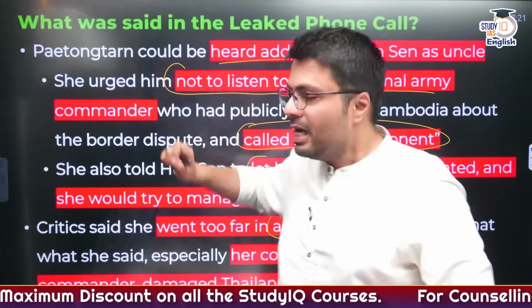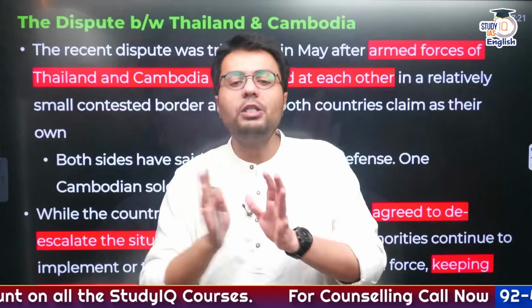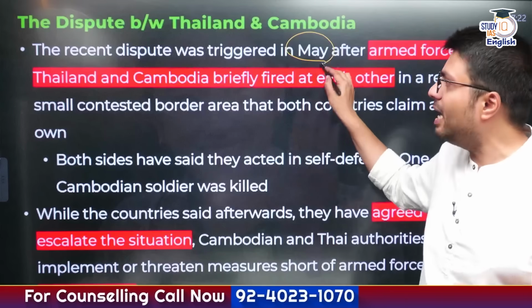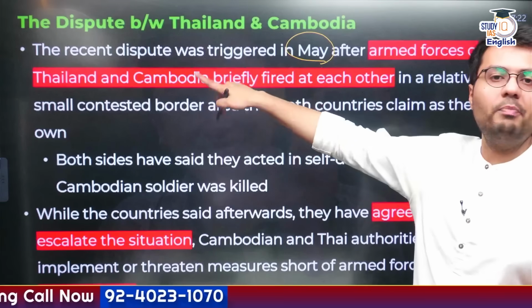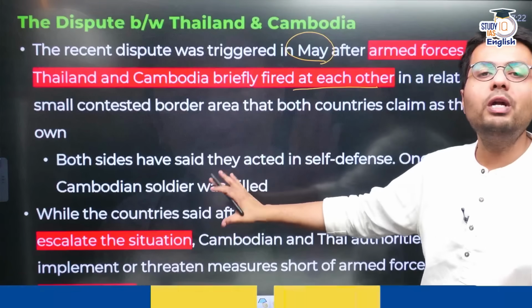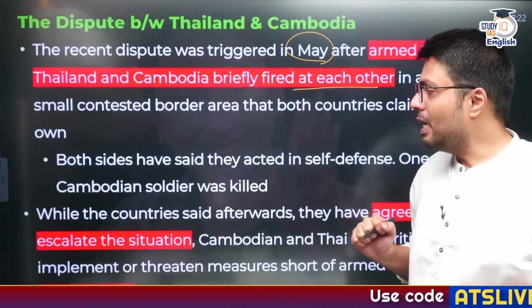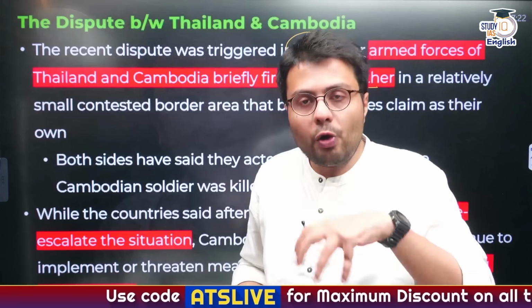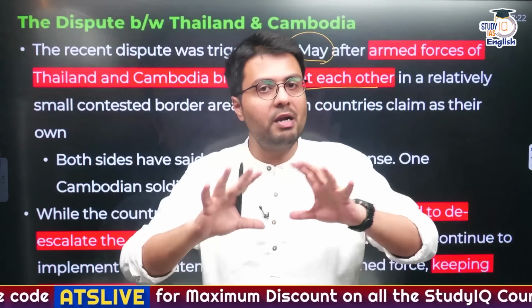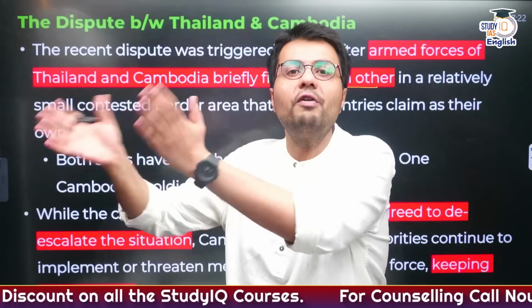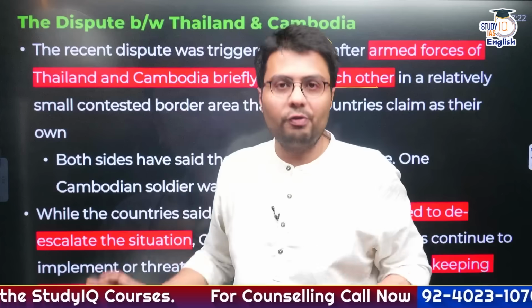Now, let us understand what this border dispute is all about. This recent border dispute happened in the month of May, where the respective armies of these two countries fired at each other, and in this firing, one of the Cambodian soldiers was actually killed. Now, while these countries and their respective militaries have said that they're trying to cool off this tension, you understand, when the militaries of these two countries are involved, this matter can go out of hand in the near future, right? So this is a matter of concern.